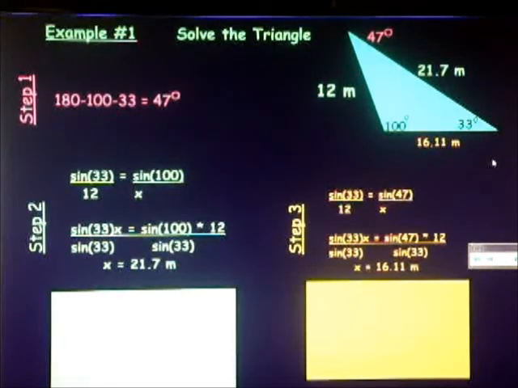We may also want to notice that 33 degrees and 47 degrees are a lot closer numerically than 47 and 100, so it would make sense that these two sides are about the same. You want to make sure your answer is reasonable and makes sense, just in case you make a calculator error. I would strongly suggest that you take a look at this example and maybe try to solve it again on your own, just to make sure you've got the steps down pat.